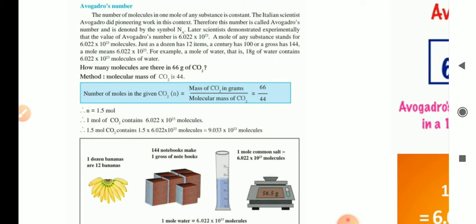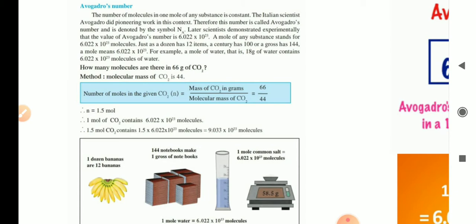Just as a dozen has 12 items, a century has 100, or a gross has 144, a mole means 6.022 into 10 raised to 23. For example, a mole of water, that is 18 grams of water, contains 6.022 into 10 raised to 23 molecules of water.